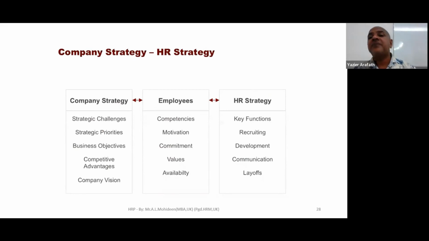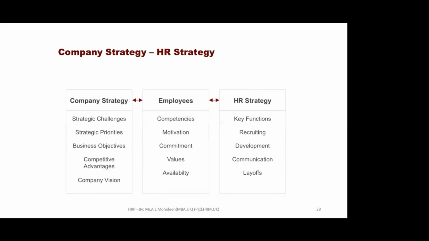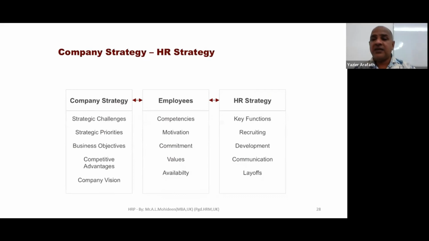Accordingly, the employees should be hired: the competencies, motivation, commitment and values the organization is going to bring in, the skill set, everything. Accordingly, all the functions, recruitment, selection, induction, and also training and development, compensation, all the functions will be administered. All the areas should be administered by the HR. HR is not going to run them himself, as we discussed in the role of the HR.